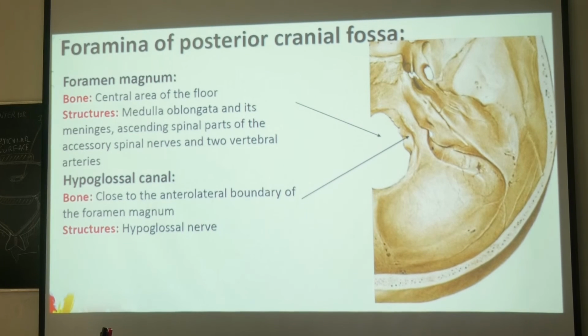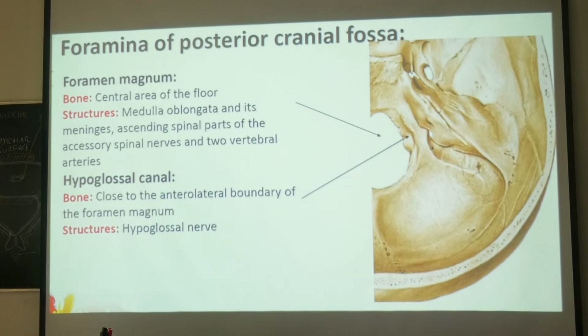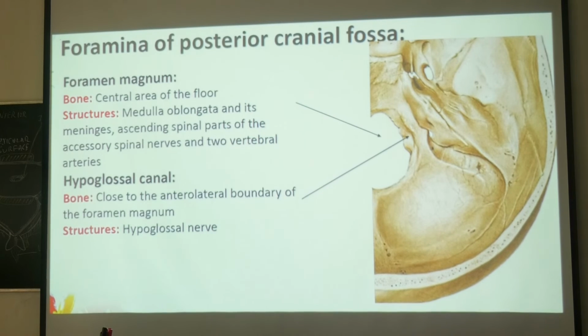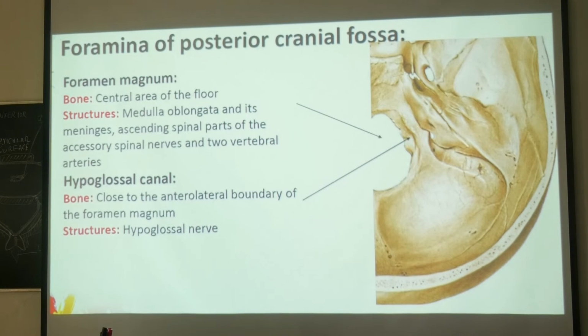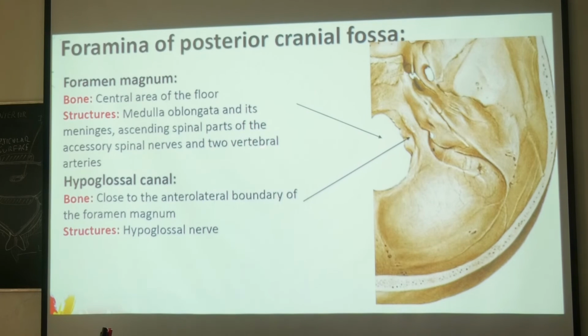Spinal accessory is the 11th cranial nerve. It is formed by its cranial part and spinal part. Spinal part enters into the cranium and joins with the cranial part to form the 11th cranial nerve, which comes out through the jugular foramen. 9th, 10th and 11th cranial nerves come out through this jugular foramen. So, ascending spinal part of the accessory nerves and two vertebral arteries. Vertebral arteries are also entering.